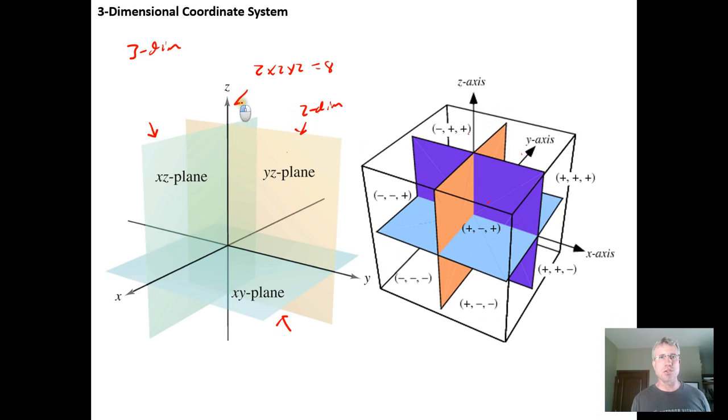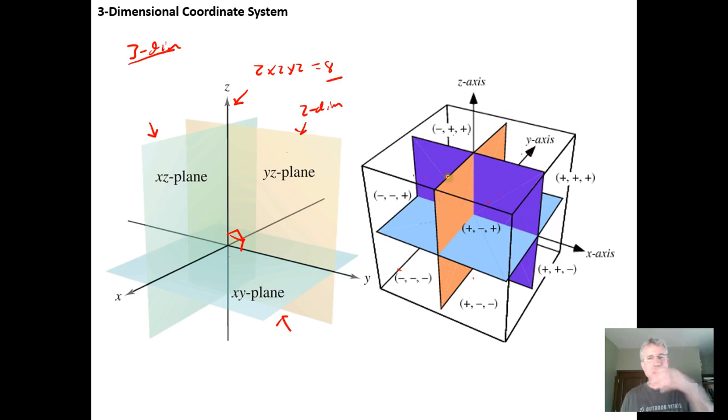We add in that extra axis orthogonal to the other two axes, and each axis works with another. Here's the YZ plane right here, formed by the YZ axes. The XZ plane right here, formed by the X and Z axes, and the XY plane formed by the XY axes. So we get three two-dimensional objects breaking three-dimensional space up into 8 distinct three-dimensional spaces.